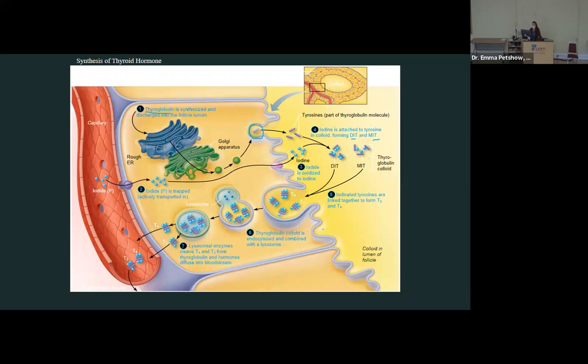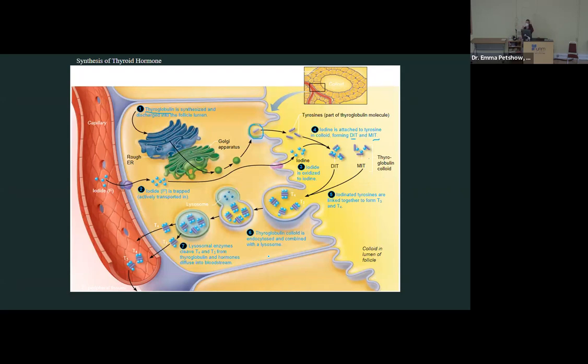From there, they're endocytosed and combined into lysosomes. So this lysosome here. Lysosomal enzymes cleave T4 and T3 from thyroglobulin and allow it to be released directly into the bloodstream. The main important things to understand here is iodine is involved, it's needed, it's necessary. That iodine transport is active, so there is some energy expenditure to make this process occur.